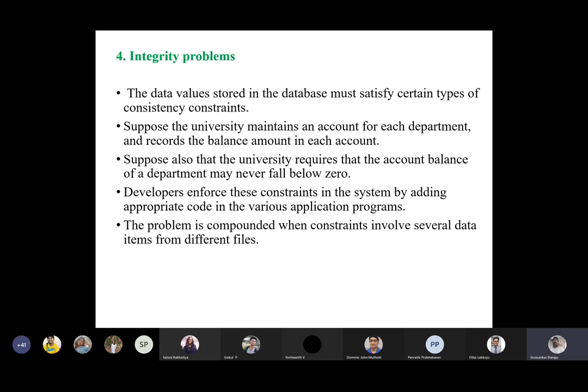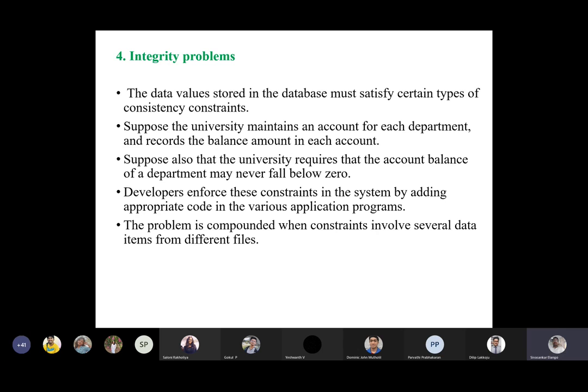So let us discuss the major drawbacks in a file processing system. Integrity problem, right? The data values stored in a database must satisfy certain types of consistency constraints. For example, in a bank, the balance of an account should always be greater than 1,000 rupees, right? A bank puts some constraint like the account balance of a particular person should always be greater than 1,000 rupees. Then we need to write some code for enforcing the constraint in the case of a conventional file processing system.